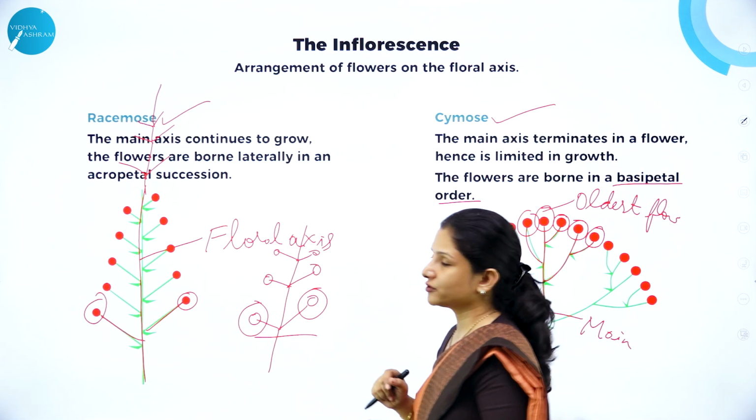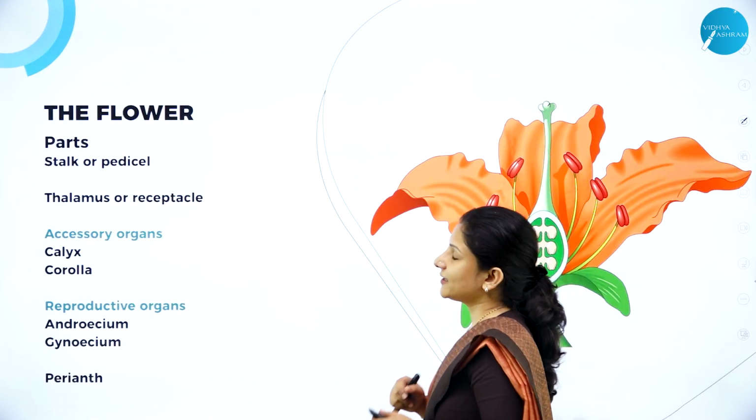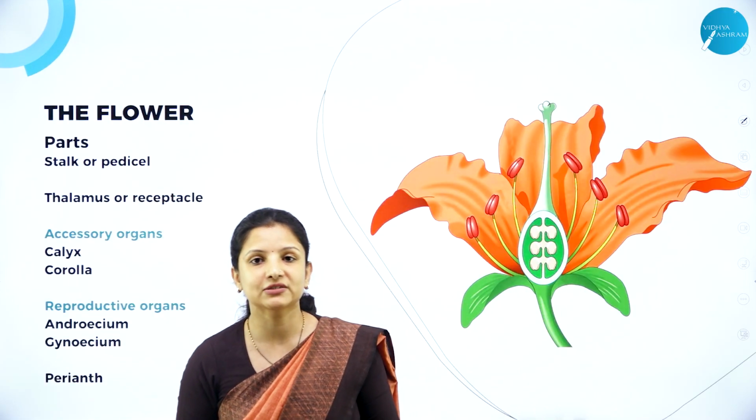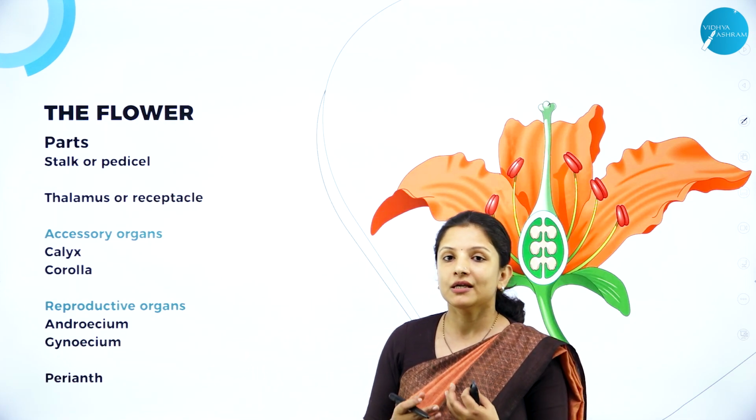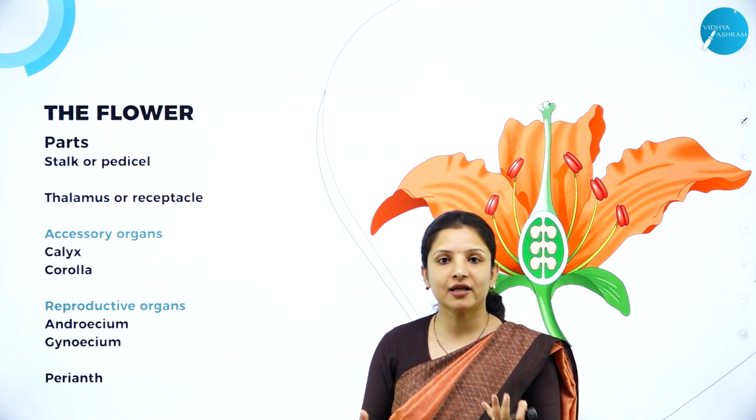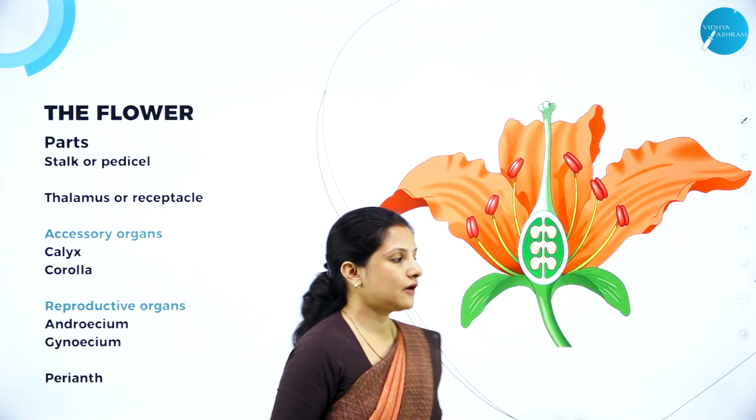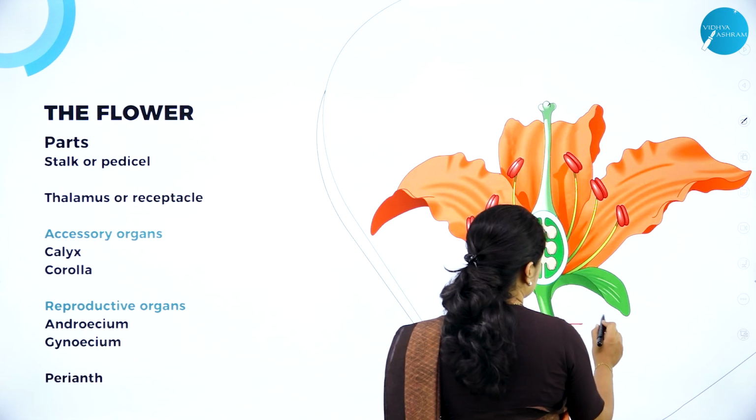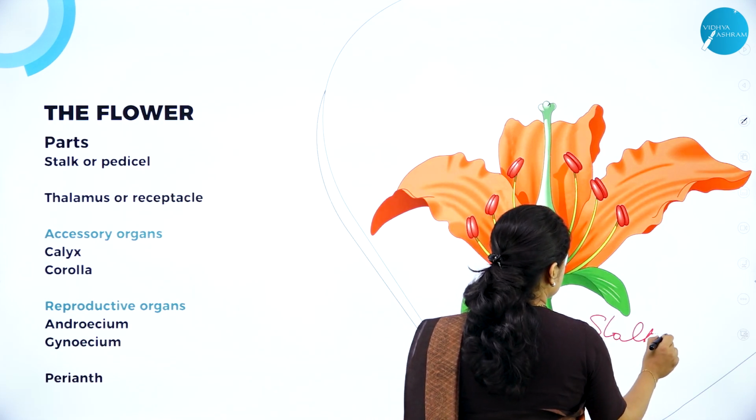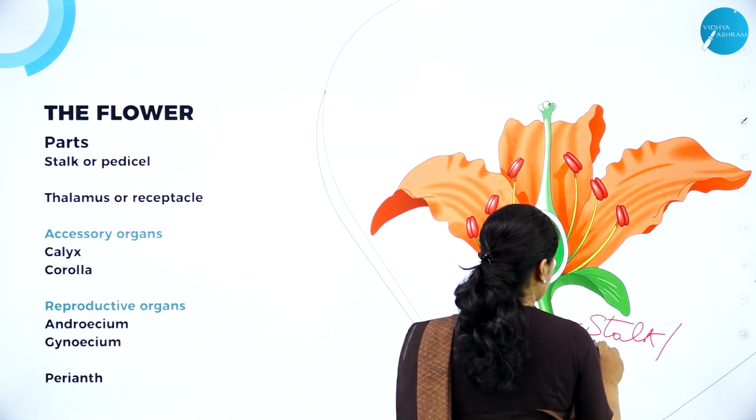So this was about racemose and cymose inflorescence. Next, moving to the flower. So we shall study the parts of a flower in general and see how the arrangement of these parts are. So the parts of a flower. So the flower mainly has a stalk or a pedicel. So this is the stalk of the flower, which is also called as the pedicel.